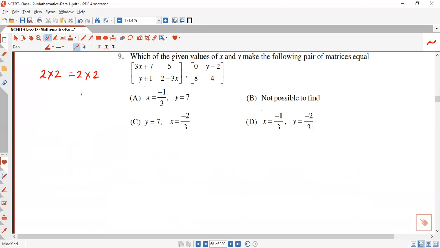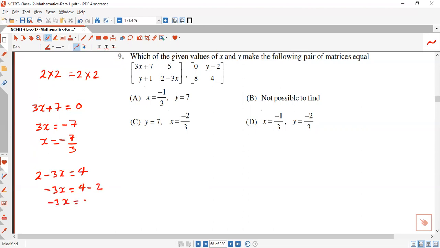Now the second condition we need is that the corresponding elements must also be the same. So the first element: 3x plus 7 equals 0, so 3x equals minus 7, x equals minus 7 by 3. Another one, 2 minus 3x equals 4. Minus 3x equals 4 minus 2, minus 3x equals 2, and we can say x equals minus 2 by 3.